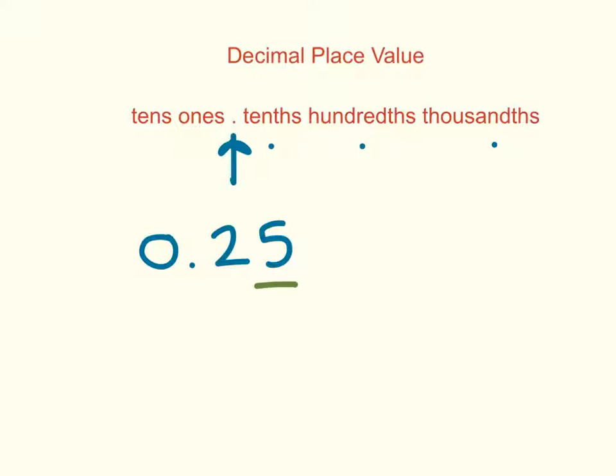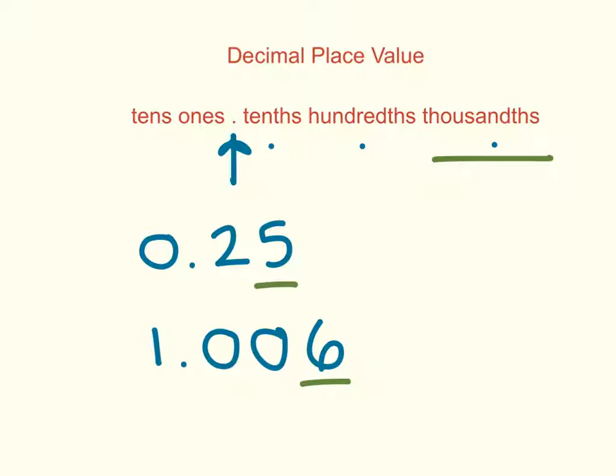I'll do another example of this. If we had 1.006, this number would be read 1 and 6 thousandths. We know this because our 6 is located in the thousandths place. Okay, now that we have reviewed a little bit, we'll just do some examples of converting decimals to fractions.